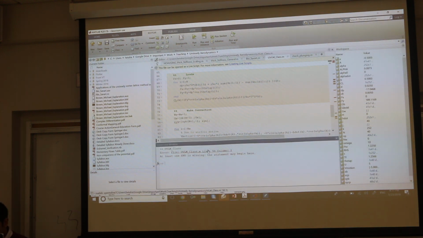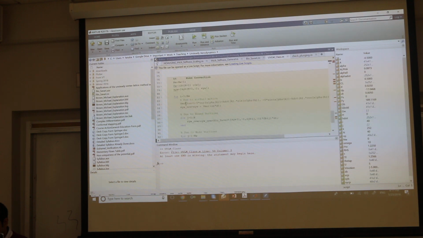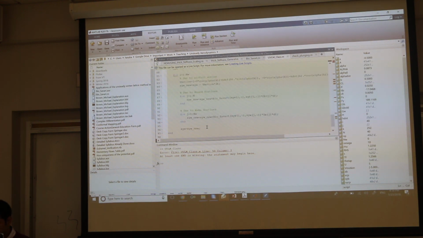Okay, this one end is missing. This is easy. So we have the for loop. Oh, we did not close this, right? Okay. Yeah, it's going to take time.